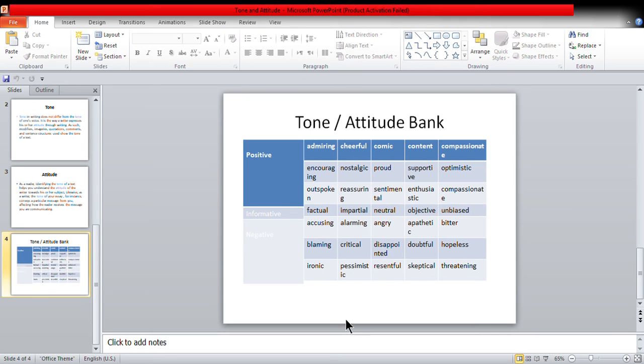All you have to do when you are asked to identify the writer's tone and attitude is to find the keywords that could help you first identify whether the attitude is positive or negative or neutral. Then you write the appropriate adjective that could describe the exact attitude of the writer.